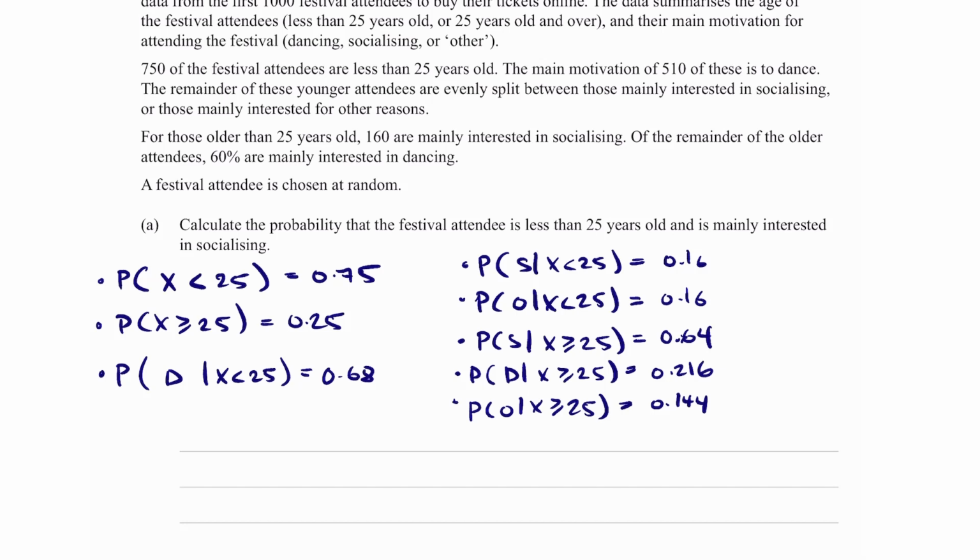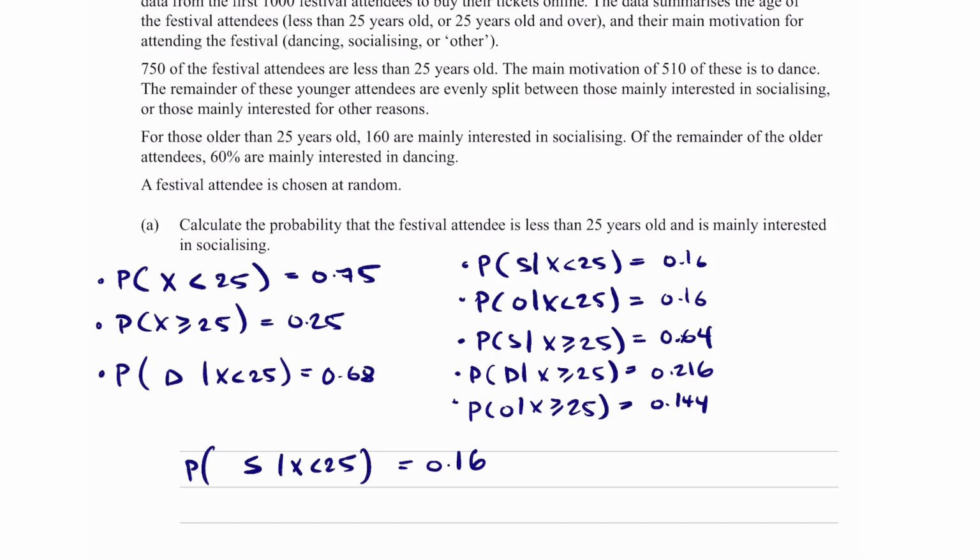Calculate the probability that the festival attendee is less than 25 years old and is mainly interested in socializing. Okay, so we want the probability that you are less than 25 and socializing. So, given that you're less than 25, you want to be socializing. That's just the probability of 0.16.